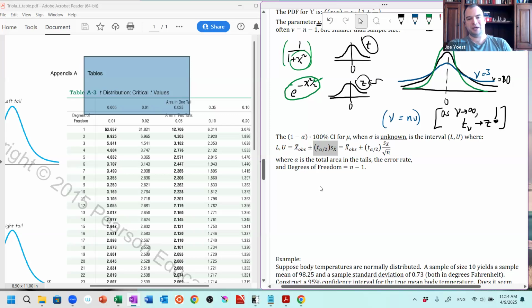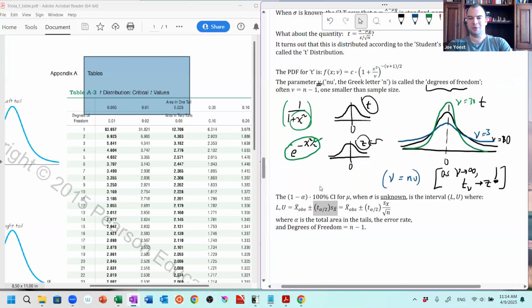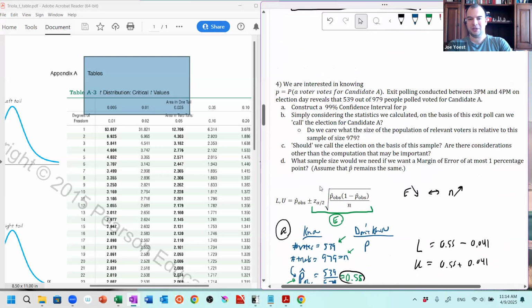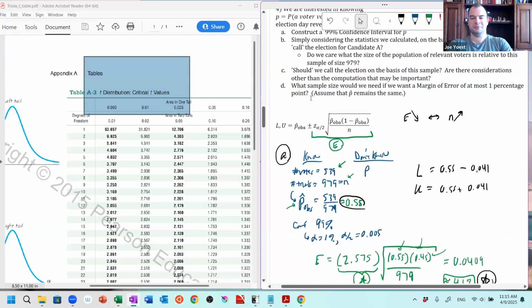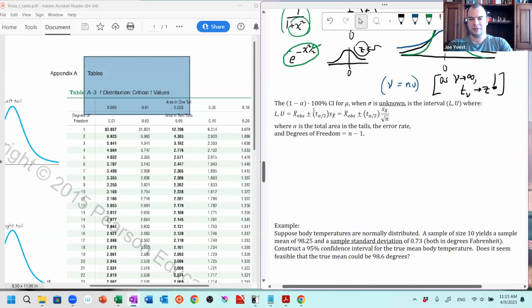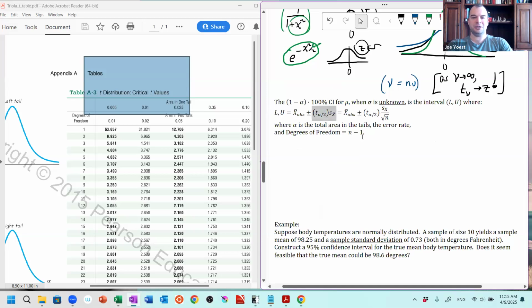And then I do x bar observed plus or minus a margin of error. What should my margin of error be? My margin of error will look very similar to my previous margin of error. My previous margin of error for z was z alpha over 2 times sigma x bar, my standard deviation under the central limit theorem, so sigma over root n. So here, the standard deviation I'm using is s x bar, which is just my sample standard deviation over root n. And in place of a z index, I'm using a t index.